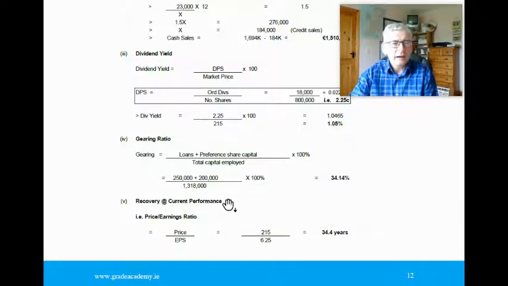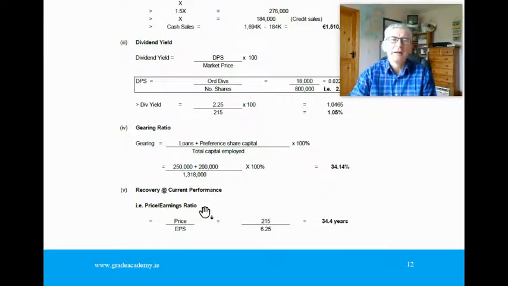And finally then, how long would it take to recover the market price of a share at current performance? Now, when it says current performance, I've spoken about this already, we're looking at the price-earnings ratio. So it's the price over the earnings per share. Always be careful and be sure you watch it, that you do have these in the same denominations. Like that we keep these both in cent, if you like.